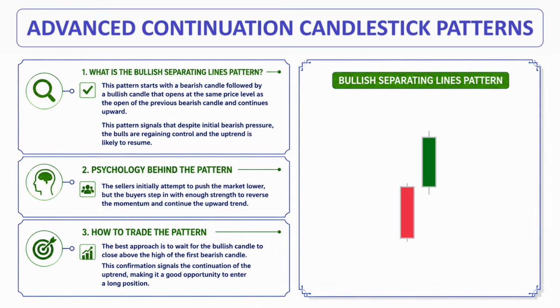The psychology is that sellers initially try to push the market lower, but buyers stepped in with enough strength to reverse the pressure. To trade this pattern, wait for the bullish candle to close above the high of the first bearish candle. This confirmation suggests that the uptrend is continuing and may offer a long entry opportunity.